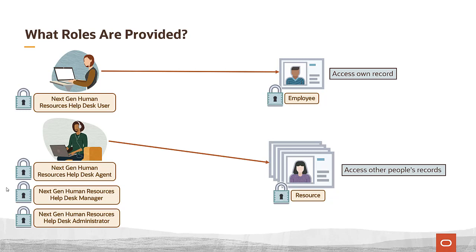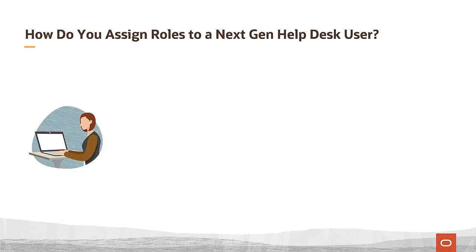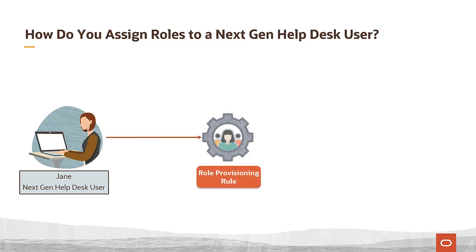Now that we understand what roles are provided to us, how do we assign these roles to a NextGen Help Desk user? Let's consider Jane, a NextGen Help Desk user. In the application, we'll create what's called a role provisioning rule. We set conditions on that role provisioning rule. Maybe it's specific to Jane's job title. Maybe it's for all employees in the application.